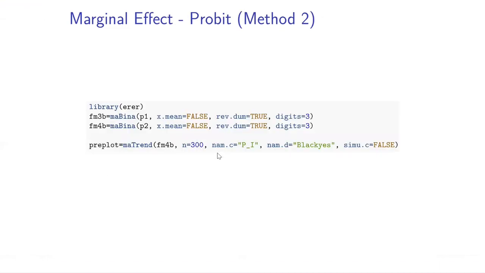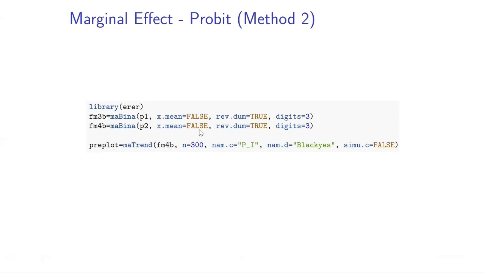You can also evaluate the marginal effect using the second approach. That is, you will first evaluate the marginal effect at each value of x along the horizontal axis, and then take the average of all the marginal effects to compute the mean marginal effect. In this case, you are going to employ the maBina function. Now the difference is that you will set the x.mean to false, so R knows that you want to use the second approach to evaluate the marginal effect.